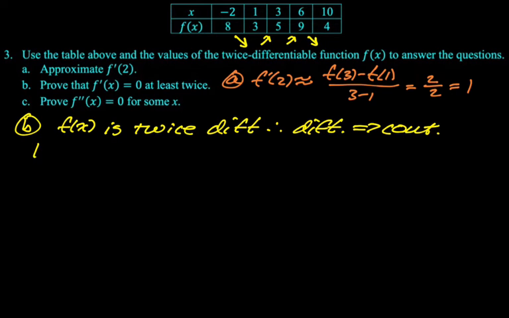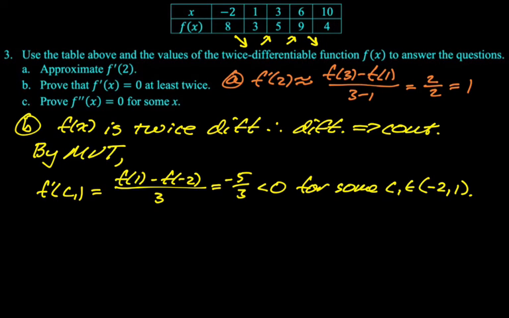So it'll be by mean value theorem. I'm going from -2 to 1, and it's just the normal setup. So f prime of, let's say, c1 is f(1) minus f(-2) over 3. That's -5/3, which is less than 0 for some c between -2 and 1.